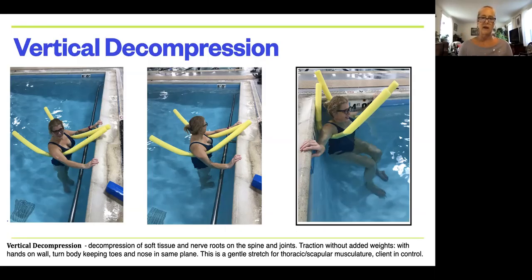Everything's moving as one. It's a gentle stretch for the thorax, the scapular musculature, and the client is in control here. So I go hands off. Most people love this. And I'm putting water noodles underneath each arm as opposed to around the person, as opposed to having a belt. Now, if somebody had very unstable shoulders, I might do this with a belt, or I would use less flotation equipment.